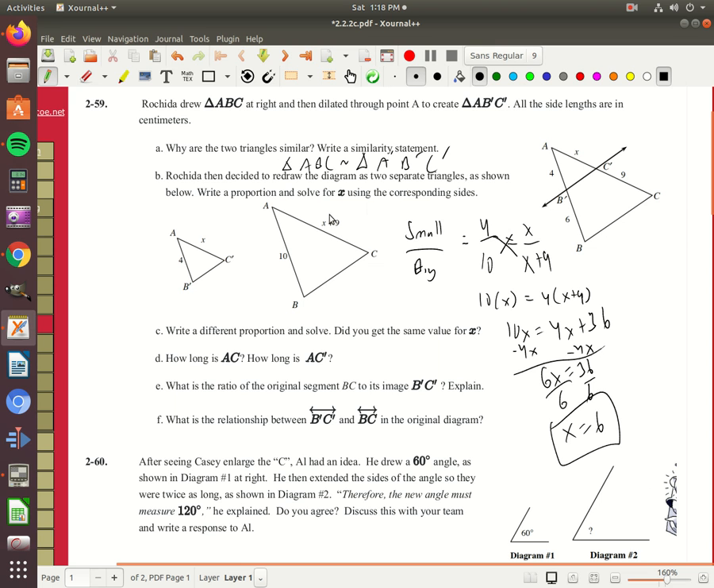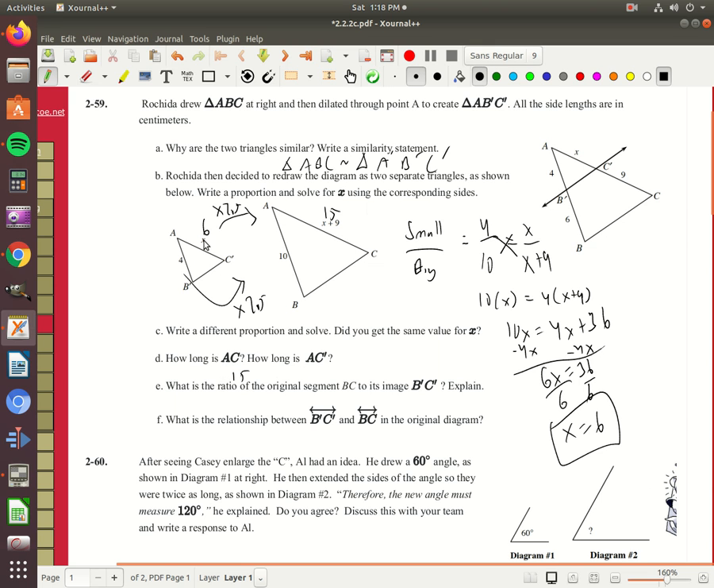Let's see if this makes sense. That would make this 15 and this 6. So 4 times 2.5 equals 10, and 6 times 2.5 does indeed equal 15. You can verify that with a calculator if you want. So I feel pretty good about all that. So it says how long is AC? AC ended up being 15. I'm sorry, AC. AC is 15.